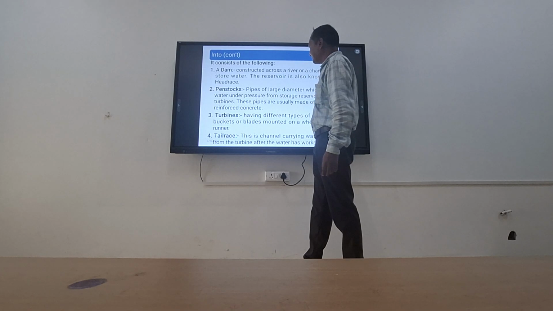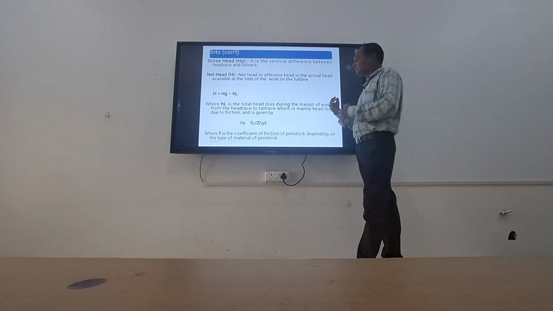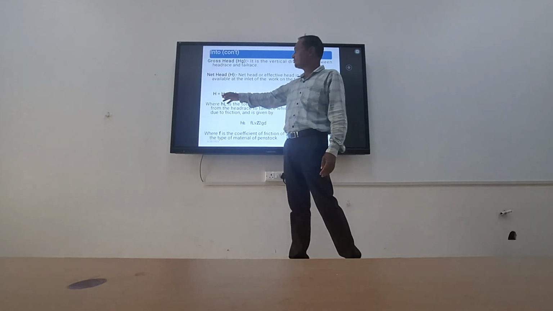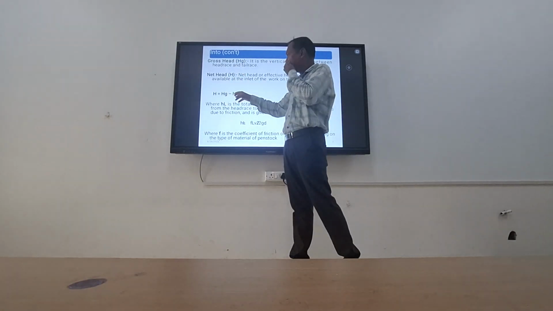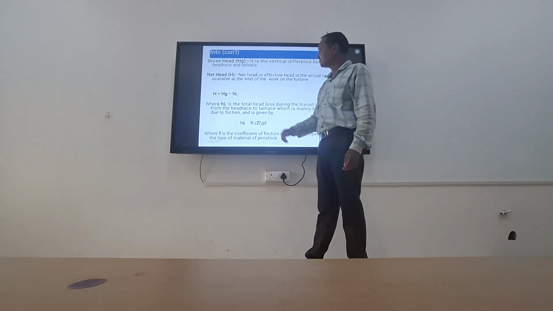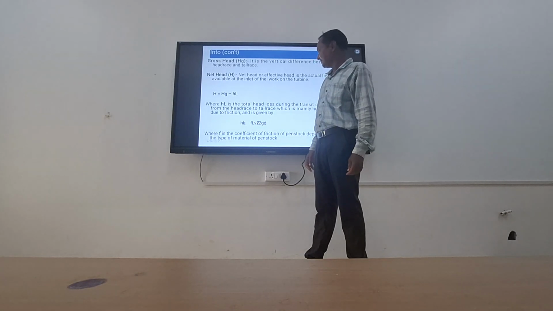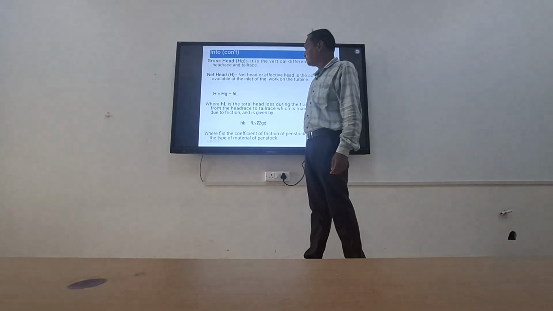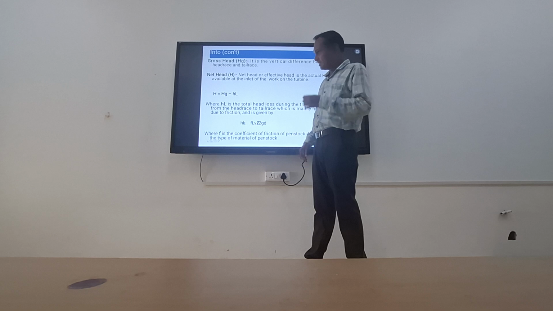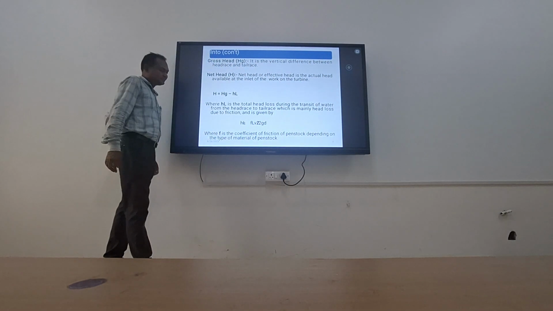Next is the net head. Net head is the effective head. What is the head actually available? That is the effective head. That is H equal to Hg minus HL, that means gross head minus HL. HL is the loss due to friction. So HL is given by f L V squared by 2 g D. f is the coefficient of friction, L is the length of the pipe, V is the velocity of water, g is the acceleration due to gravity, and D is the diameter.